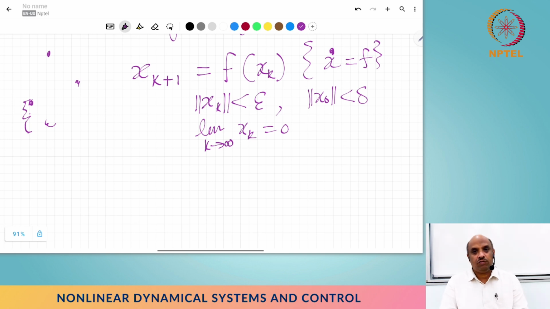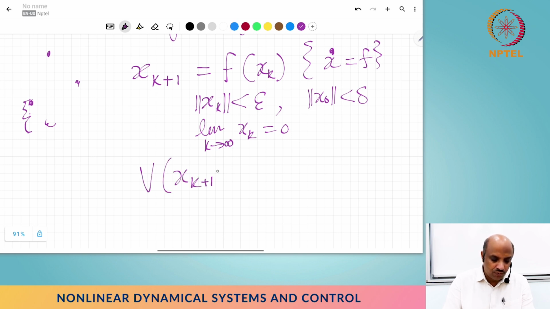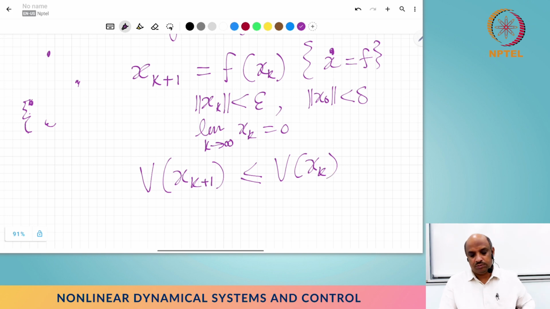So in that sense, we still want, from a Lyapunov function perspective, V going down as k increases. So we want some condition like V(x_{k+1}) less than or less than or equal to V(x_k), depending on whether we want asymptotic or Lyapunov stability and things like that.